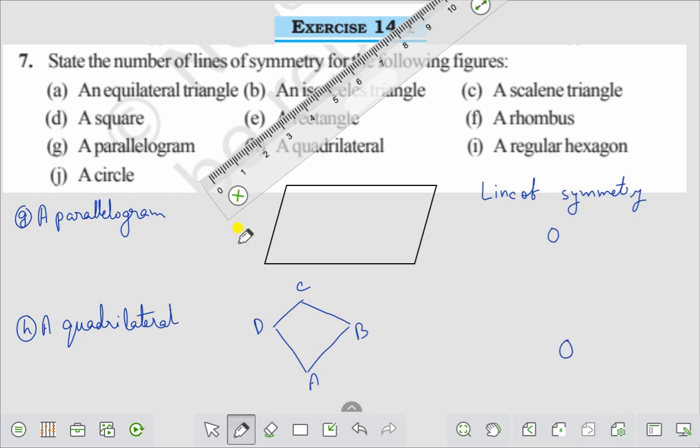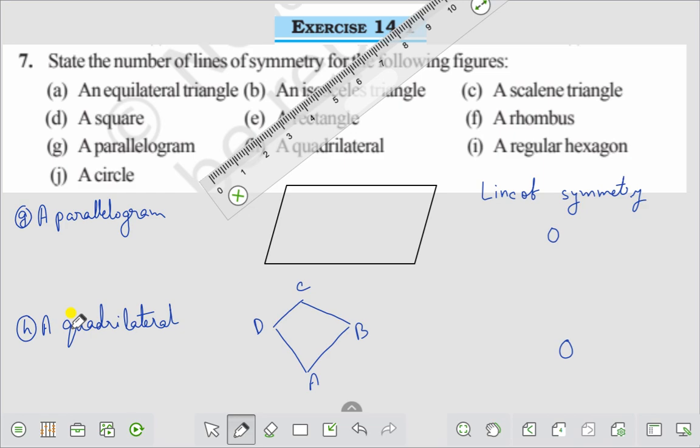But in a special case, suppose it is a square, then it has 4 lines of symmetry. If it is a rectangle, it will be 2 lines of symmetry. If it is a rhombus, it has 2 lines of symmetry. If it is a parallelogram, it has no line of symmetry. That depends on the quadrilateral, right? But if you take any quadrilateral like this, then the line of symmetry is 0. The line of symmetry is different for different quadrilaterals, right?